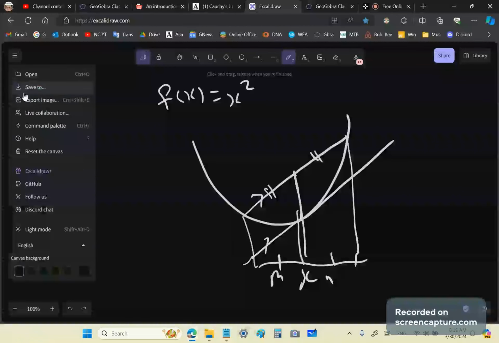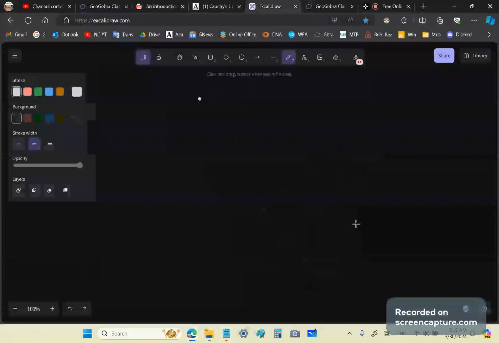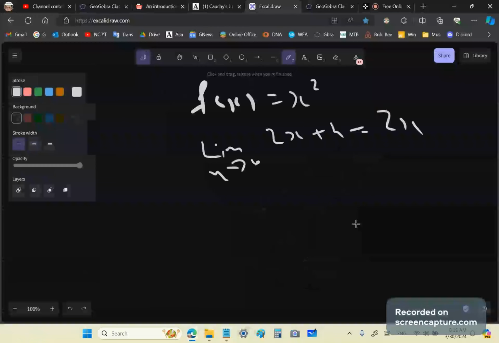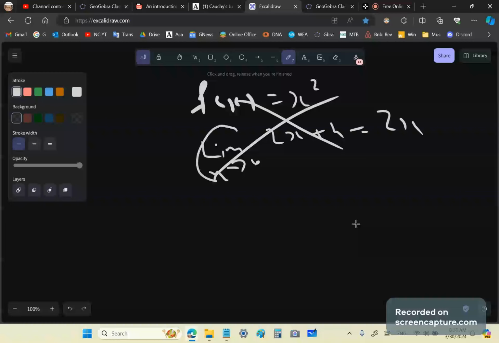Let's just reset the count for this. You don't say because f of x is equal to x squared, and you take a limit as h goes to 0, and you say 2x plus h is equal to 2x. You don't do any of this bullshit. It truly is bullshit, by the way. And you don't need to use limit at all in calculus, not in the derivative and not in the integral.